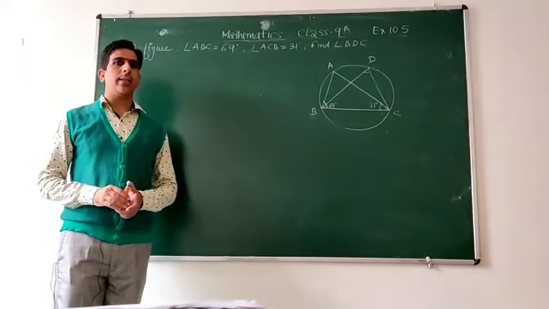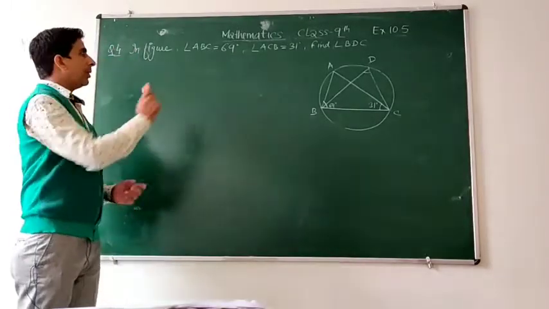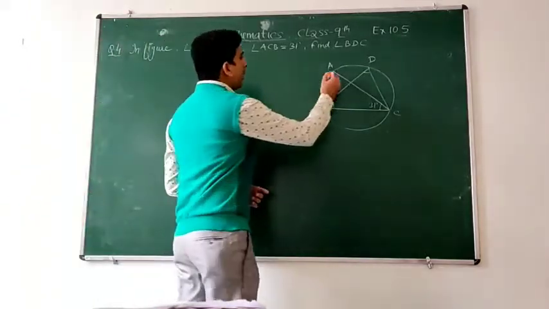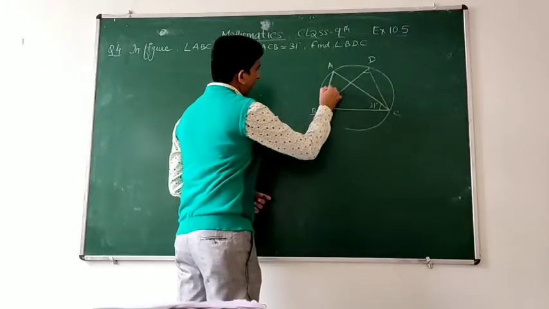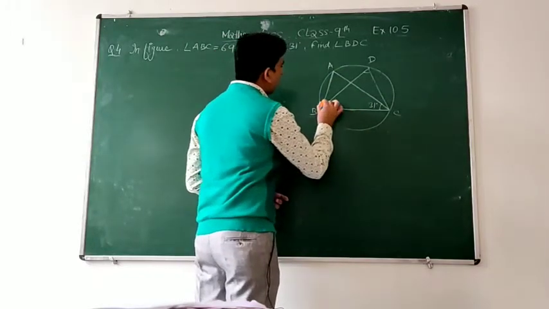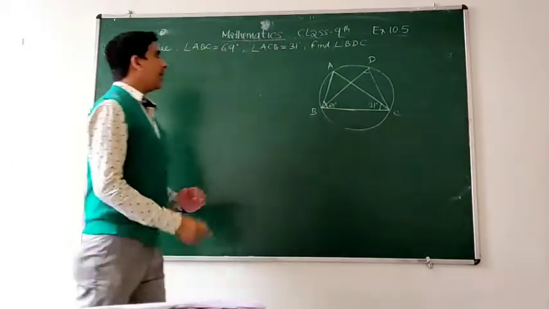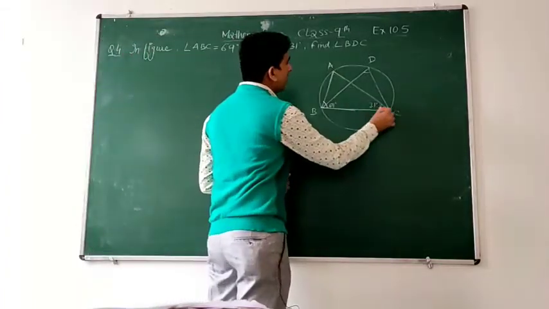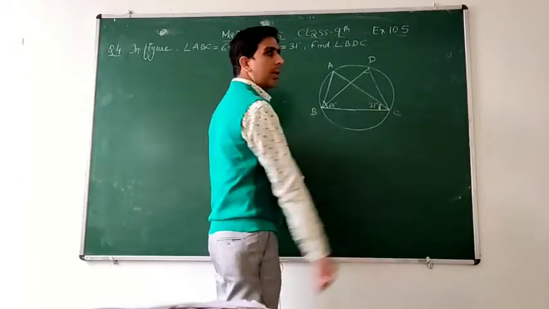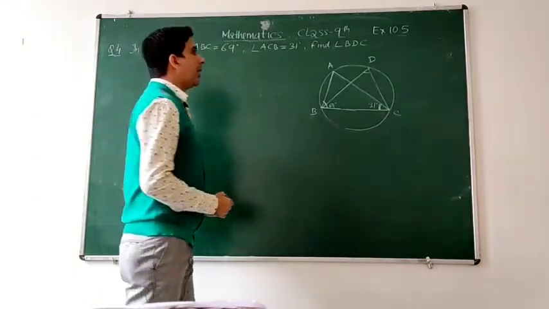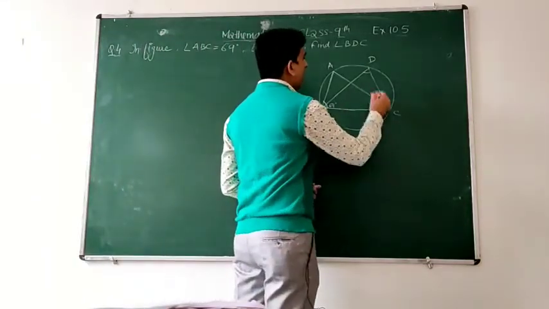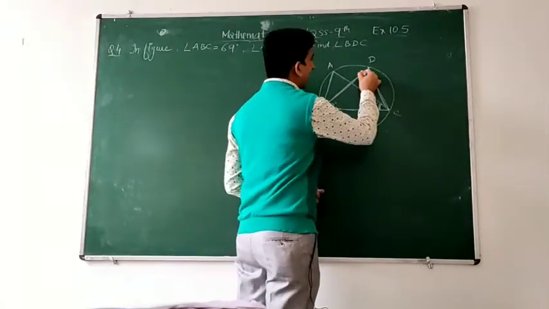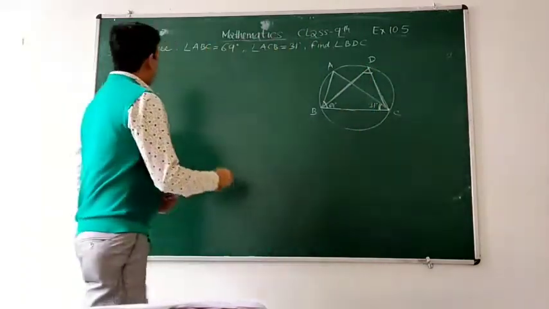Fourth question of the exercise is, in the given figure angle ABC, this angle is 69 degrees, and angle ACB is 31 degrees. We have to find angle BDC. We have to find this angle BDC, right? Come to the solution.